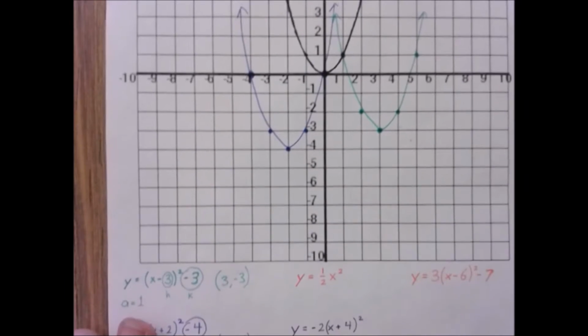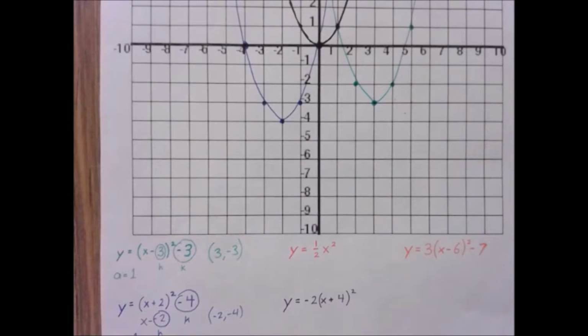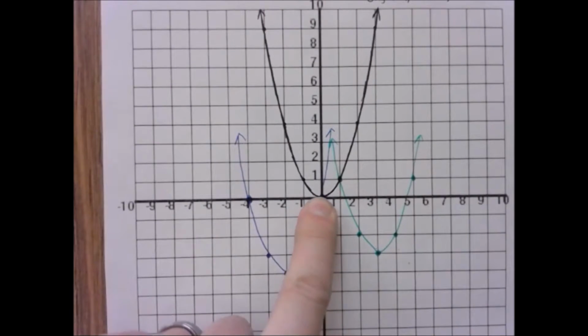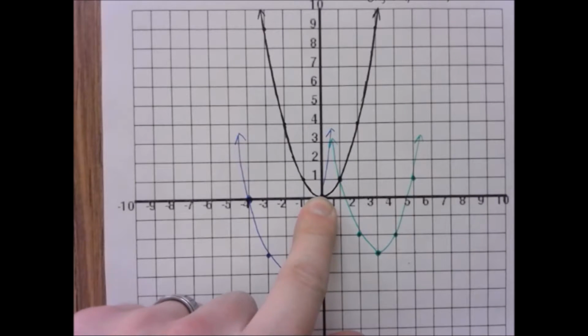So this next one, we're going to have a stretch or a compression because I put something out in front of the x squared. Now this time, just to show off what the compression looks like, I didn't move it around so that you can compare it to this original y equals x squared curve that I have here.